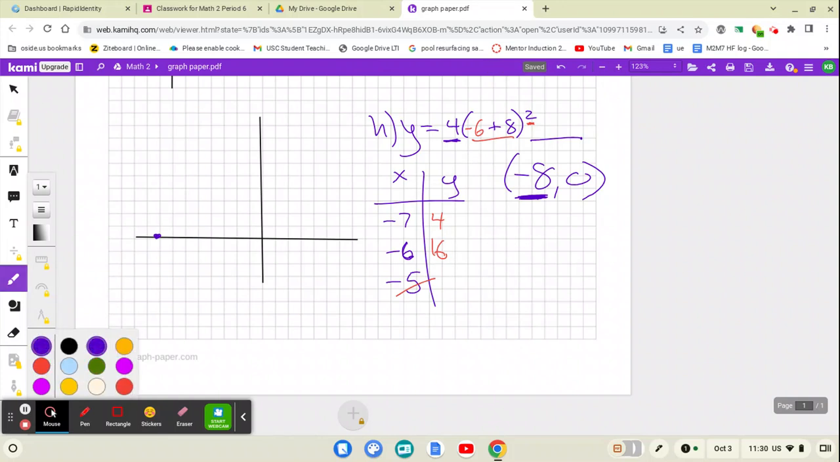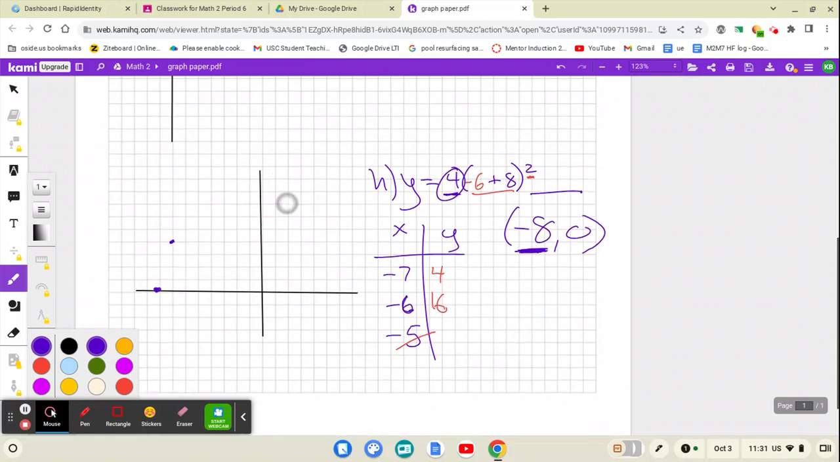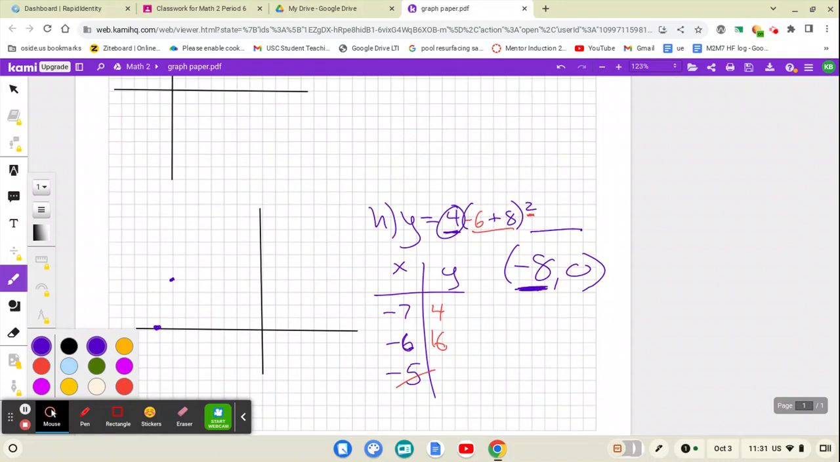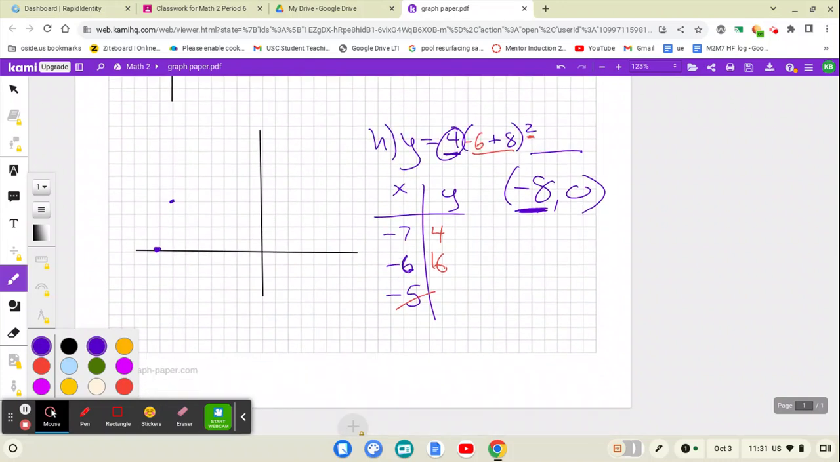So let's plot these points. -7 gets us 1, 2, 3, 4 right there. And we know this is going to be quite narrow because the a value is 4. It's larger than 1. Let's see, can I get -6, 16? 1, 2, 3, 4, 5, 6, 7, 8, 9, 10, 11, 12, 13, 14. I lost count. It's up there somewhere. Anyway, it's very narrow, and I missed.